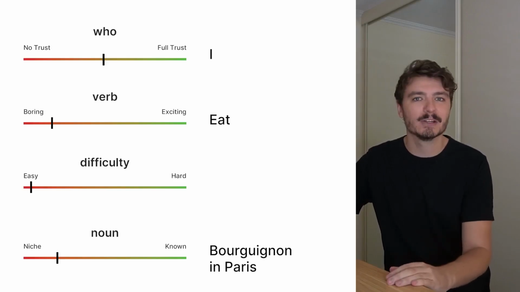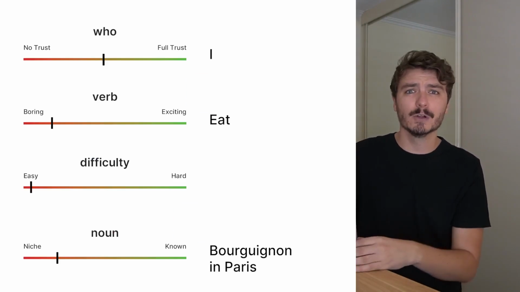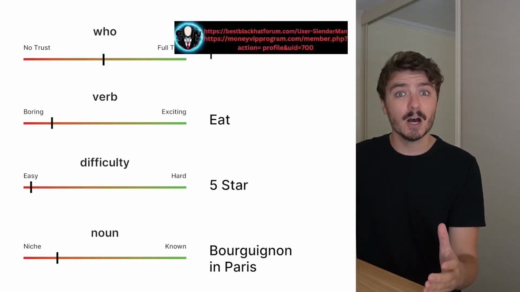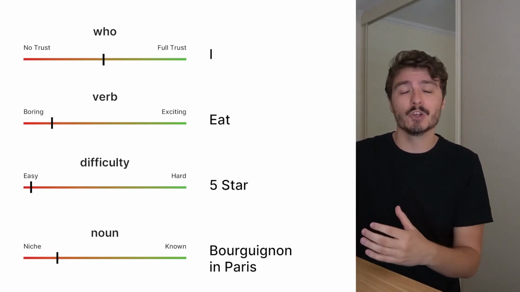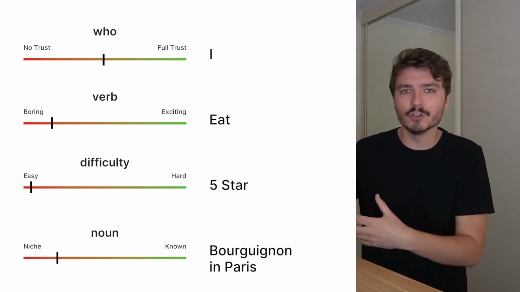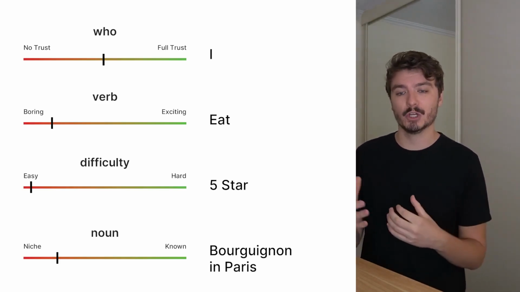And now how do we make this sound more difficult? So right now, I eat bourguignon in Paris. It sounds pretty easy to do. So right now it just doesn't sound that difficult. Well, maybe it's 5-star. So that makes it sound more difficult to do. It's not just random bourguignon at a cafe for $12. It's going to cost you more and be more difficult to achieve. So I eat 5-star bourguignon in Paris.